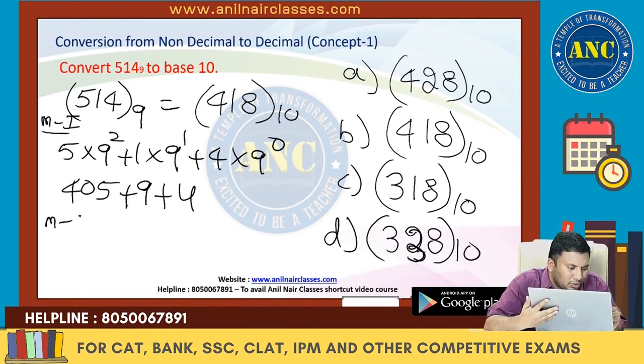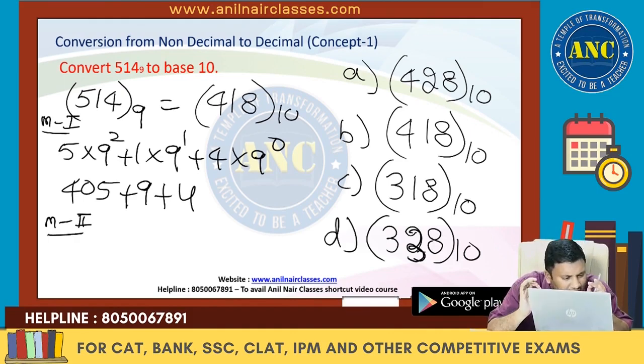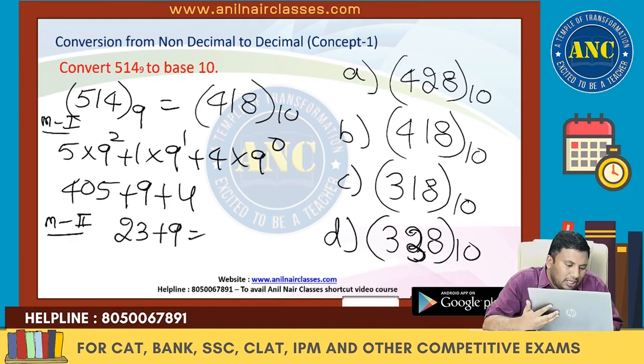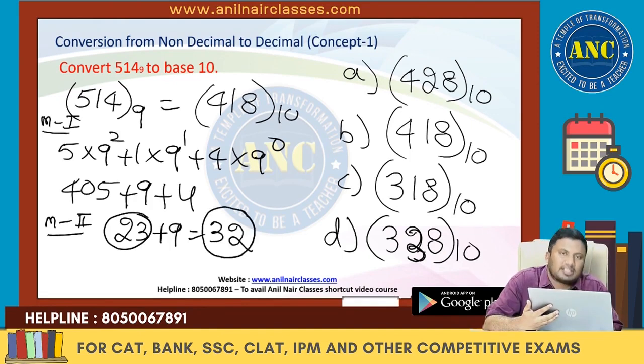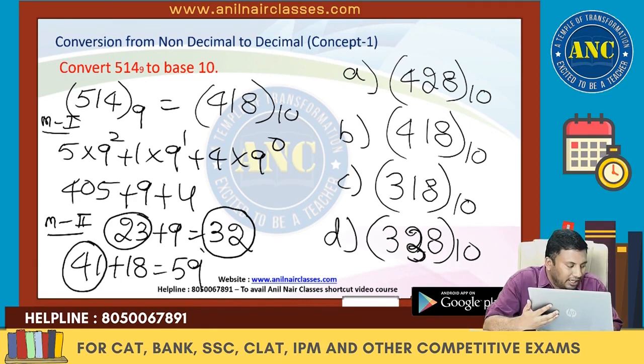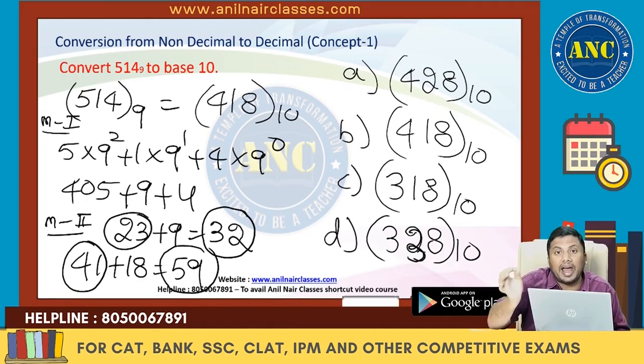Another method is method 2. Listen carefully, it is an absolutely interesting understanding of this question. Suppose I add 9 to a number: 23 plus 9 is 32. The digital sum of 23 is 5, and the digital sum of 32 is also 5. 41 with 18 added is 59. The digital sum of 41 is 5, and the digital sum of 59 is also 5. If you add 9 or multiples of 9 to a given number, the digital sum of that number will not change. I am repeating it: if you add 9 or multiples of 9 to a given number, the digital sum will not change.